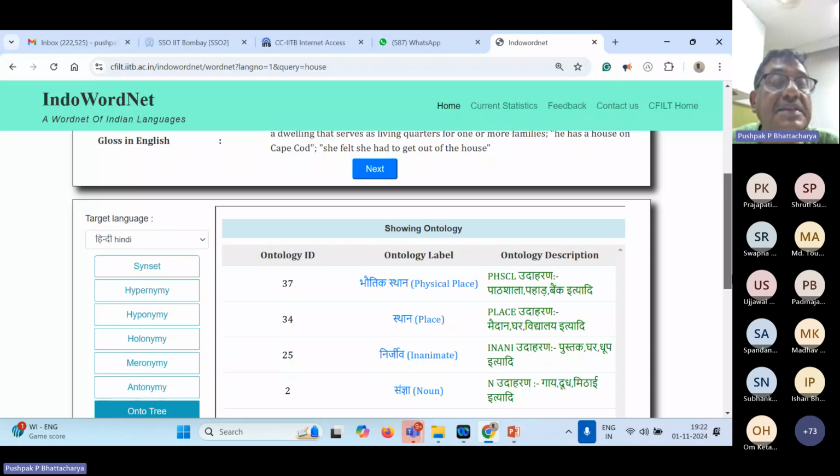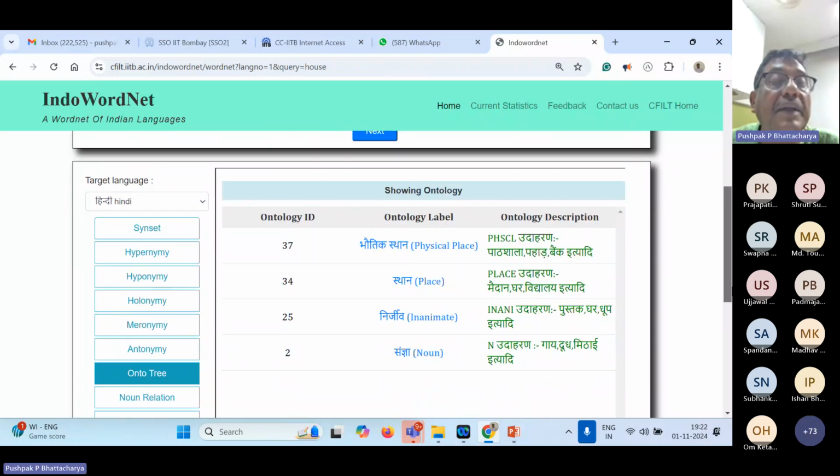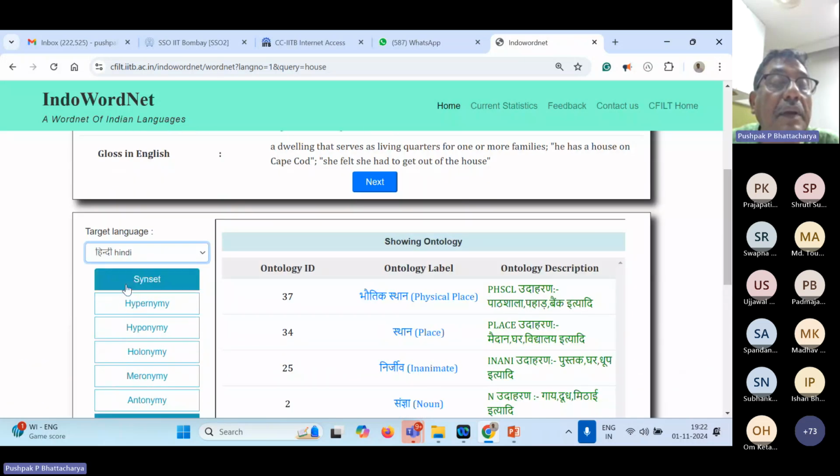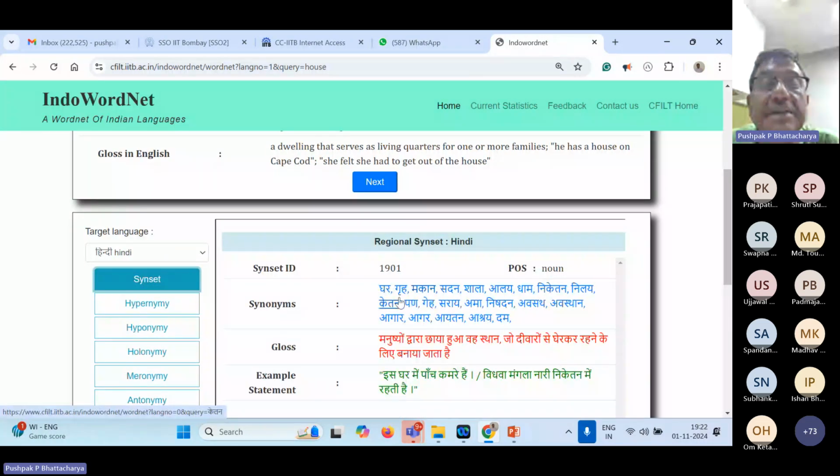So we can see the equivalent synset for other languages. Hindi: we can see the Hindi synset. The Hindi synset is this: Ghar, Griha, Makan, Sadan, Shala, Alay, Dham, Niketan, Nilay, Ketan, Parn, Geha, Sarai, Ama, Nishadan, Avasat, Avasthan, Agar, Ayatan, Ashraydam. All these are synonyms with the sense of a dwelling where families live. And the ID is the same, 1901.